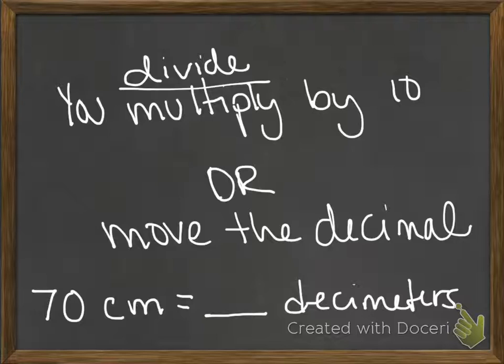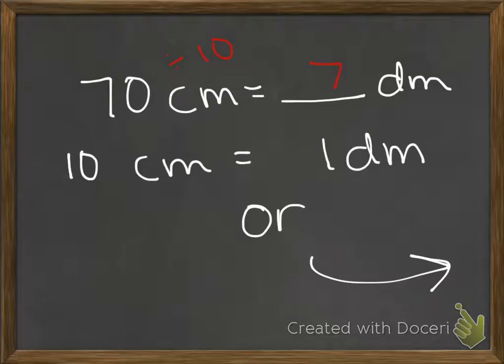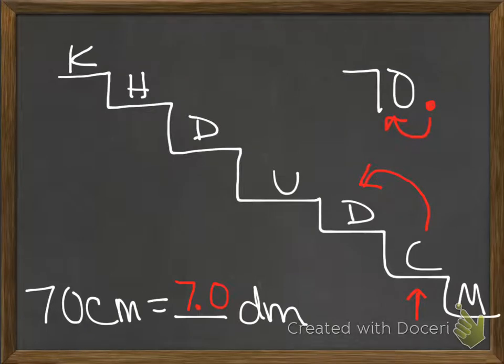Here's an example. We have 70 centimeters, and we need to know how many decimeters that is. We know that there are 10 centimeters in 1 decimeter, so we could divide by 10. Or we could just move the decimal over 1, and that's how we would get our answer. We started with 70, and we put this red decimal point in because it's a whole number and the decimal goes at the end. I'm going to start at the centimeters mark and go to decimeters, so I'm moving up the ladder 1, which means moving left 1. I come to where my decimal point is and move it left 1, and I'm at 7 decimeters. Well, if we did 70 divided by 10, we'd also get 7.